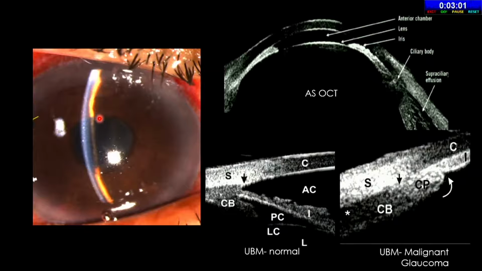These are some clinical pictures. We can see that the anterior chamber is shallow both centrally and peripherally. And AS-OCT shows us anteriorly rotated ciliary body with iridolenticular contact more clearly visible in the UBM. This is a normal patient, and this is a patient with malignant glaucoma. You can see the anterior rotation and iridocorneal contact.